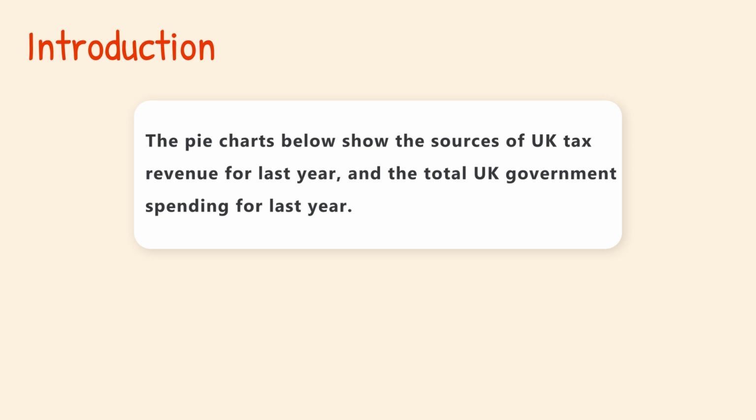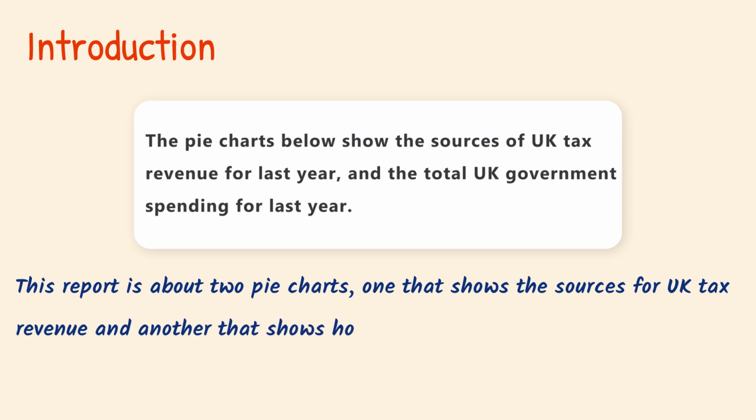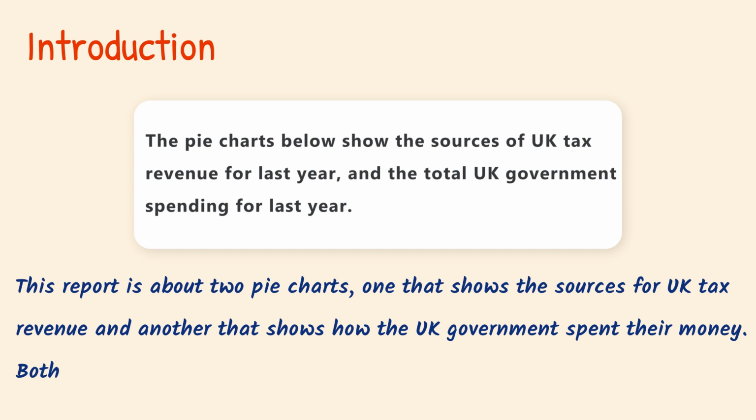We can write, this report is about 2 pie charts, because we are provided 2 pie charts here. One that shows the sources for UK tax revenue, and another that shows how the UK government spent their money. And one thing which is important is the date, which is last year. We should write this: both charts show statistics from last year. This is a very simple, very good introduction paragraph.